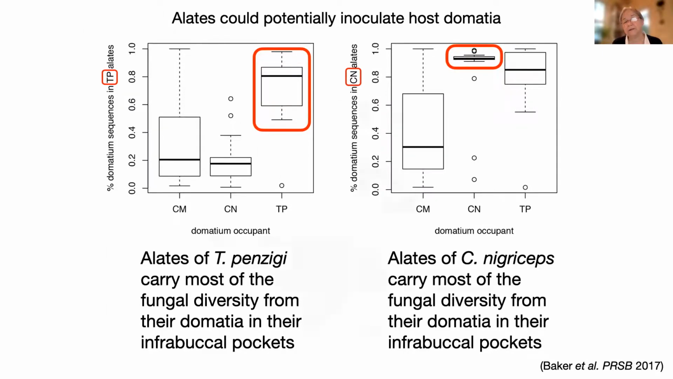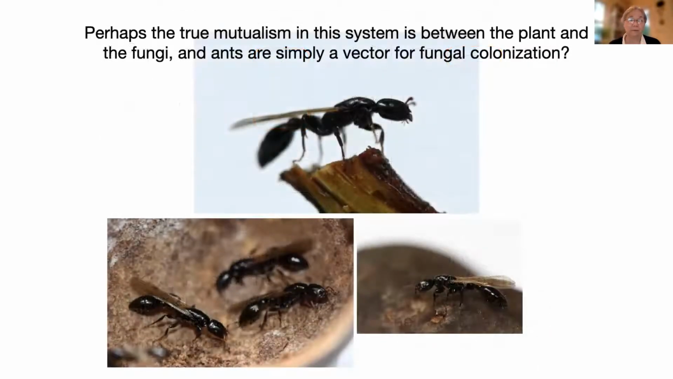Well, it's interesting to me because it's possible then that the true mutualists in this system could be between the plant and the fungus if we knew more about what the fungi were doing. And the ants might simply be the vector to carry that fungal cocktail between trees, because after all, it's otherwise difficult to spread your spores in the right combinations across distance of trees.